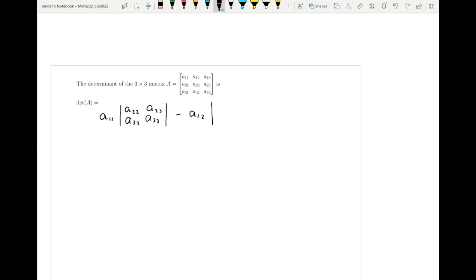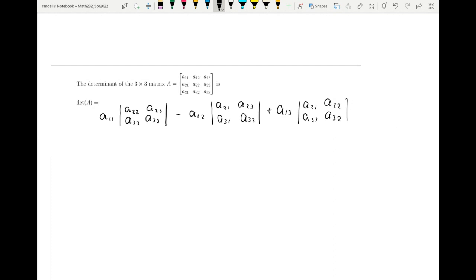This one associated to A12 is the submatrix A21, A23, A31, A33, and one more term. You see I'm taking the entries in the top row of A, so A13 times this submatrix now, A21, A22, A31, and A32. So now that's the formula for a 3 by 3 matrix.